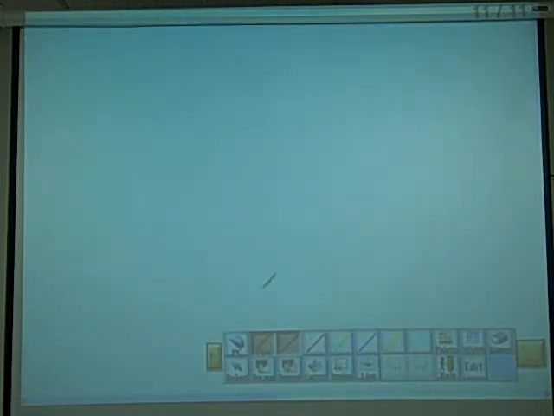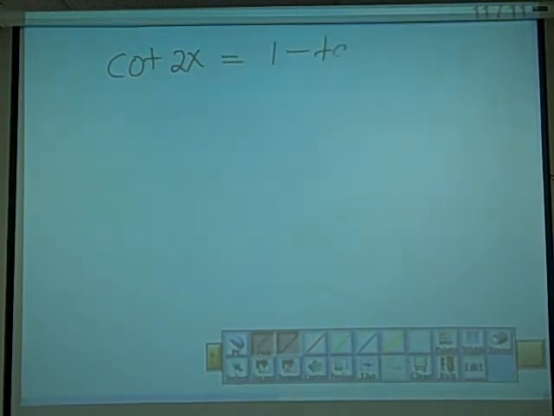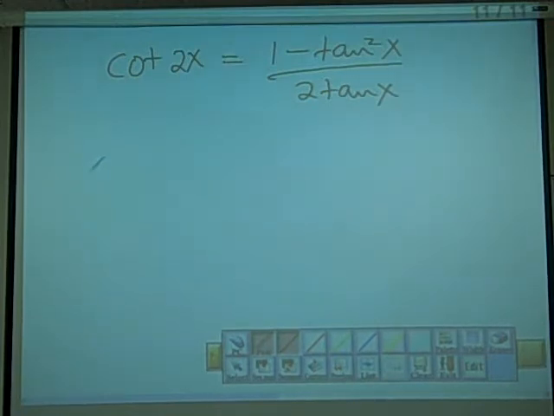For this next problem, we want to prove that cotangent 2x equals 1 minus tangent squared x over 2 tangent x. And, well, first of all, we know that cotangent 2x is the reciprocal of tangent. So this would be 1 over tangent 2x.